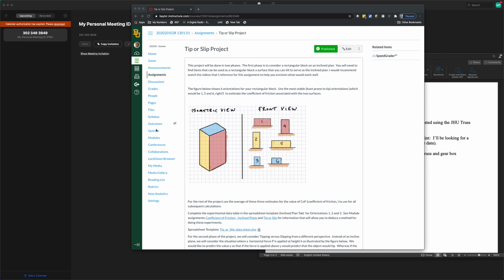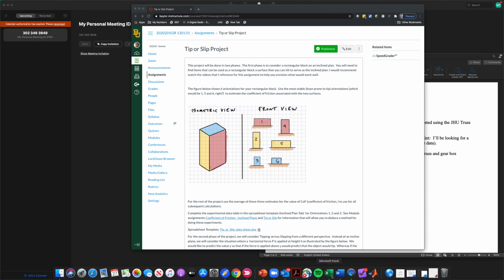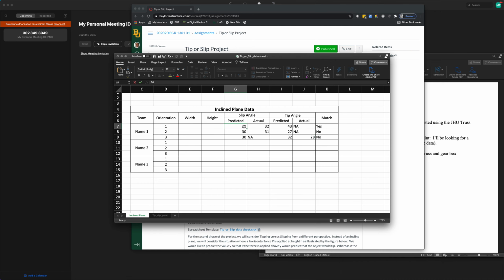Okay, so next, let's take a look at that spreadsheet. All right, so here's the spreadsheet. Let me get rid of the numbers so I can talk to you about how I came up with these. Okay, so if you average those numbers together, you have a coefficient of friction, then your predicted slip angle is just going to be the arctangent of that number.